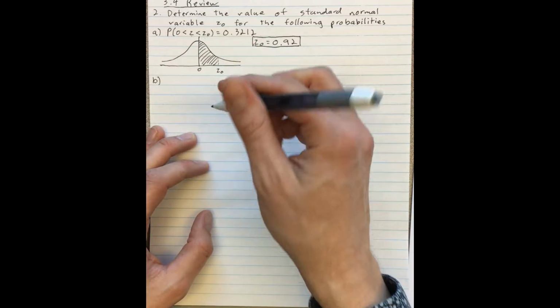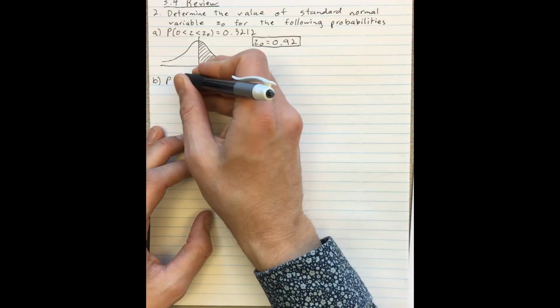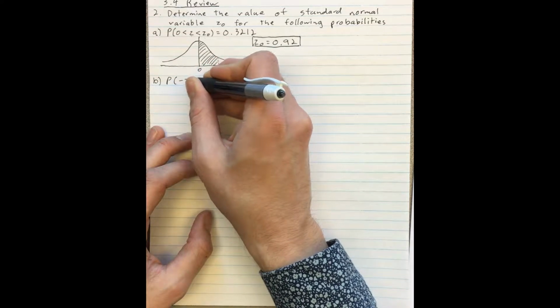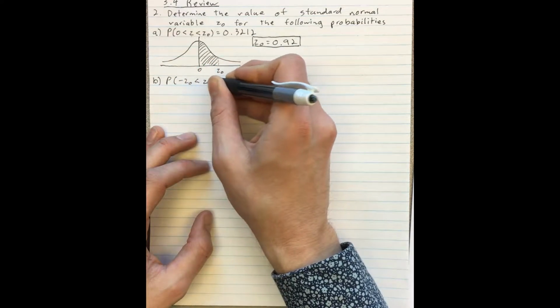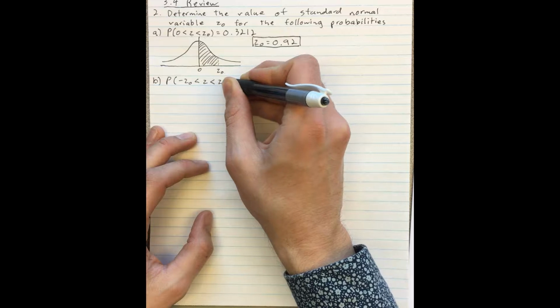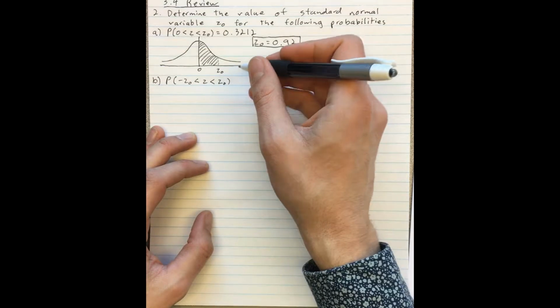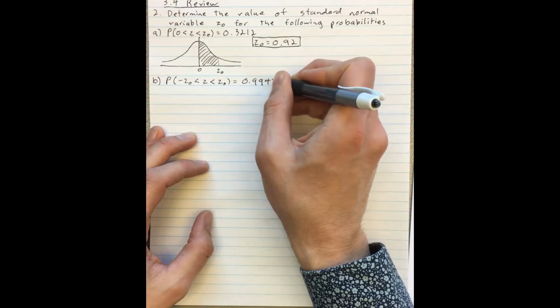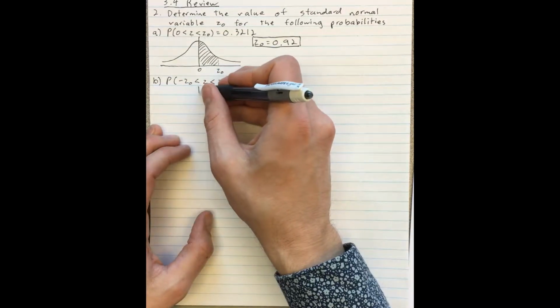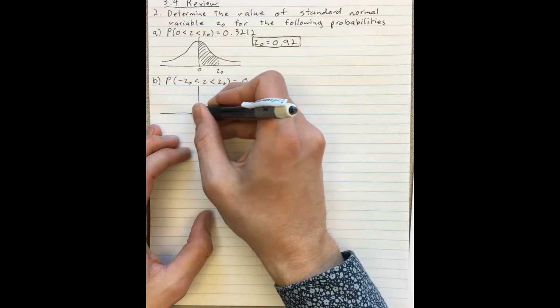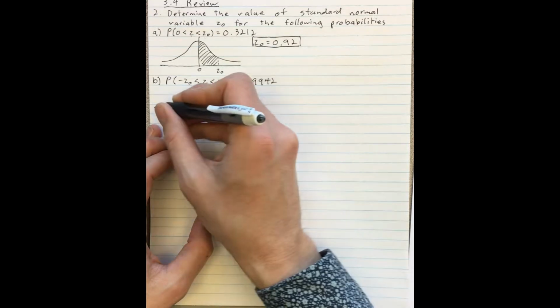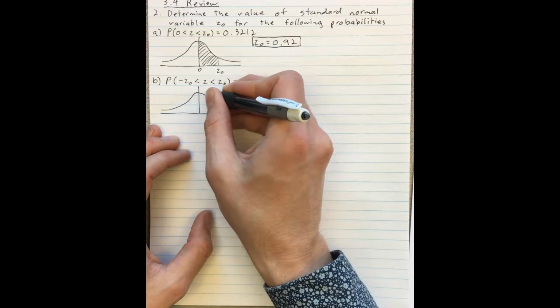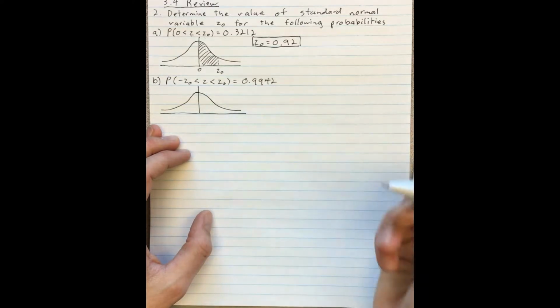For B, it's saying the probability that z is between negative z naught and z naught is equal to 0.9942. Just like with the last question, there are easier ones and harder ones, and this one's going to be a slightly more challenging one, but we'll get through it.